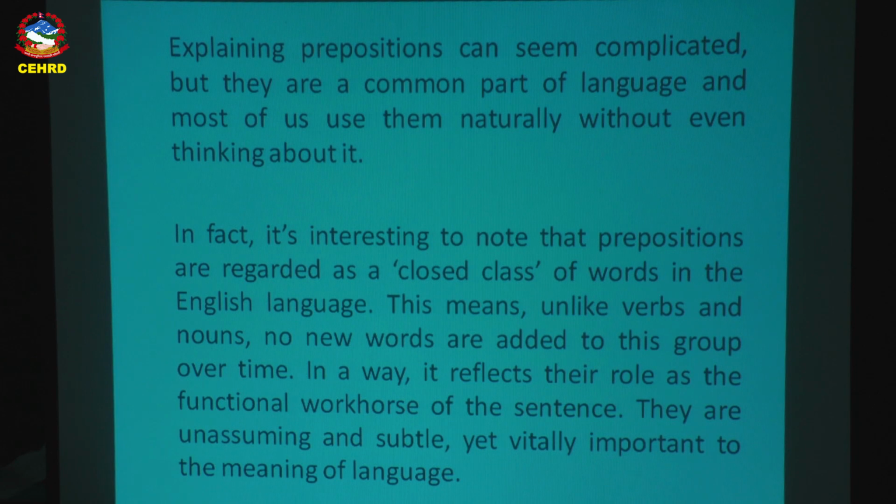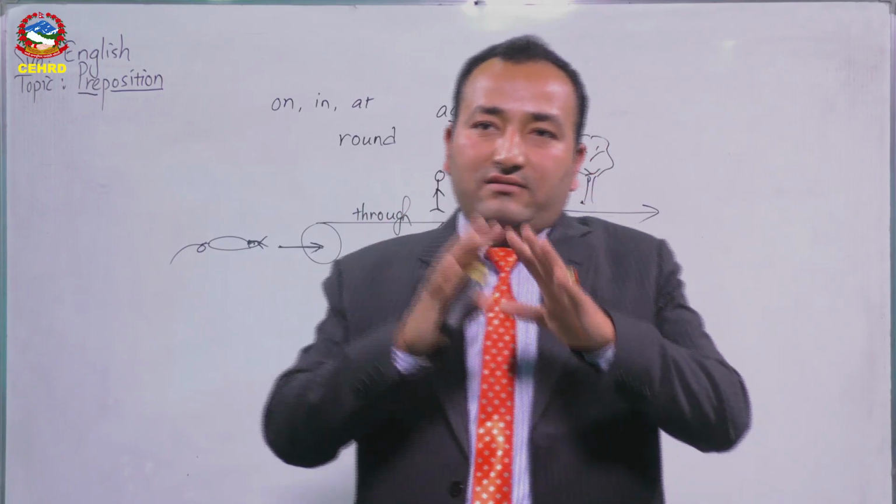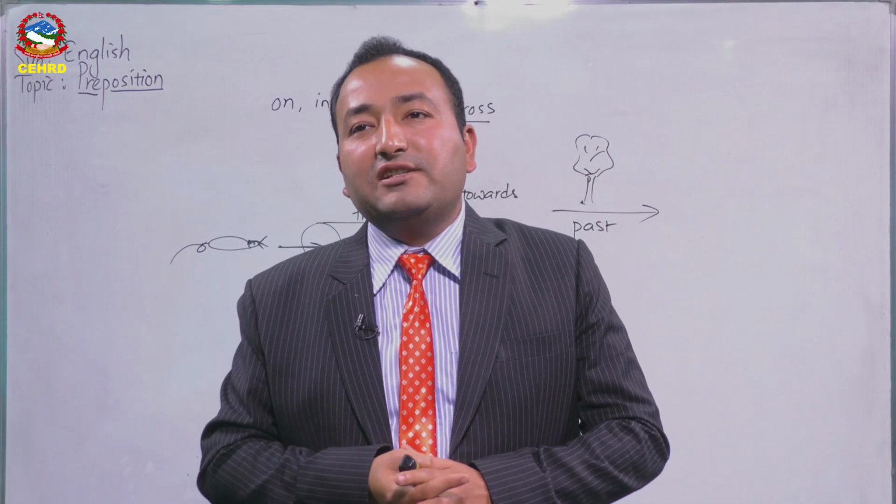Now here come the types of prepositions. Do you know the types? There can be mainly preposition of time, preposition of direction, or preposition of places. Mainly we can highlight these things, but here I have tried to categorize these things into four.